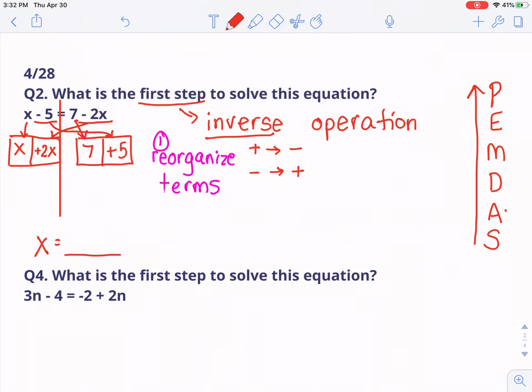Just to solve this, just so you know how to, it's 3x. There's an invisible 1 in front of the x when it's by itself. So x plus 2x is 3x equals 7 plus 5, I know that is 12. When a 3 is attached to the x, we know that's multiply. And the opposite of multiplication is division. So divide by 3, x equals 12 divided by 3, which is 4.